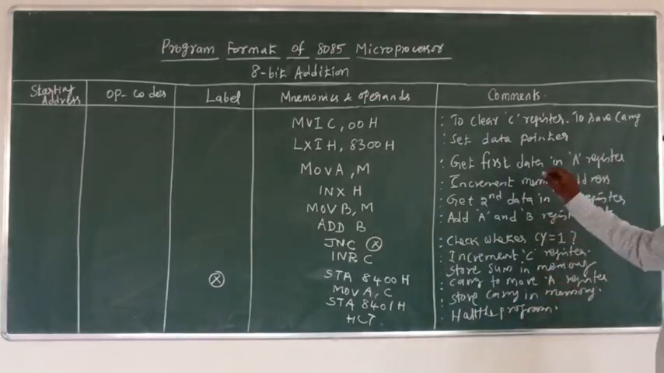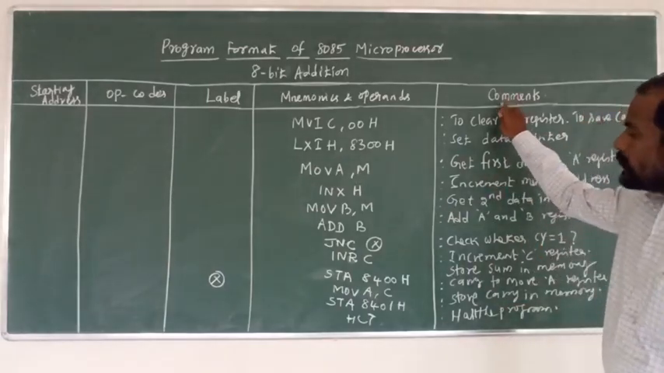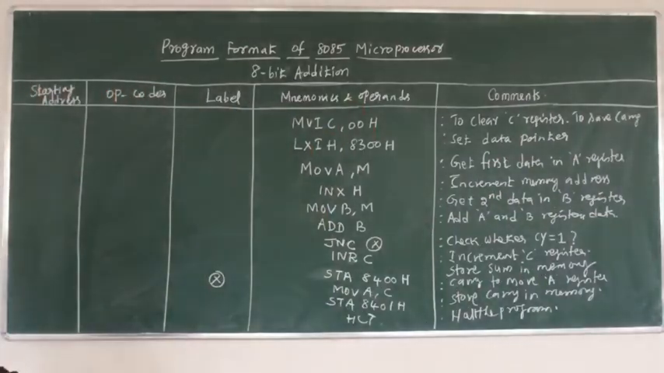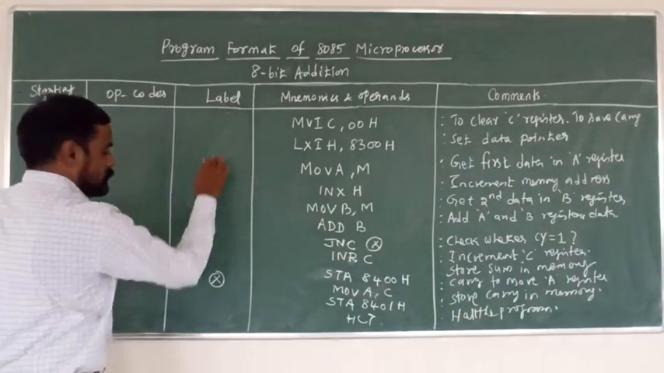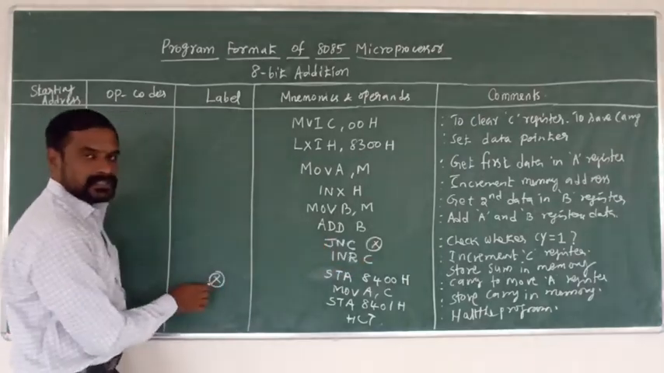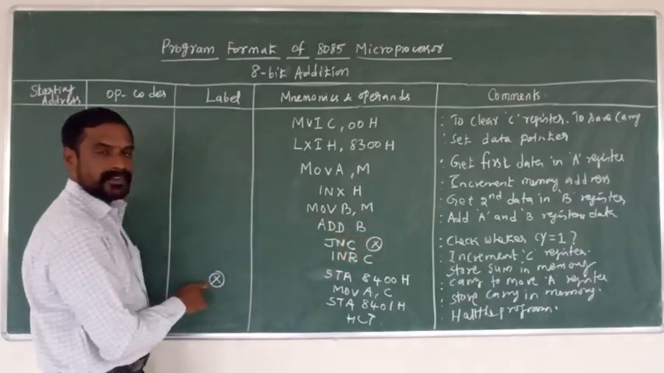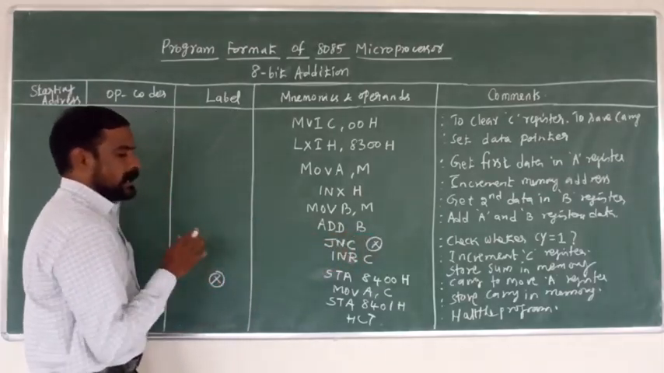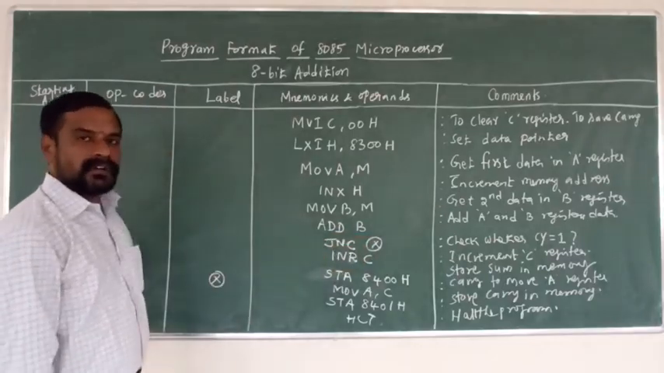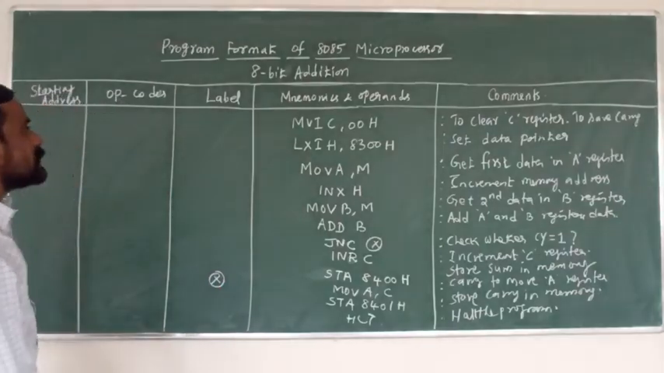Okay, this is the format to write the comments and mnemonics. Next one, label. We have to initialize like this: start, anything, loop. Okay, this is just for identification, for jumping to a location. We have to initialize it here in the label column.